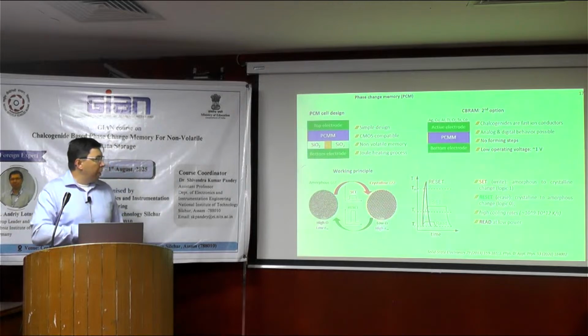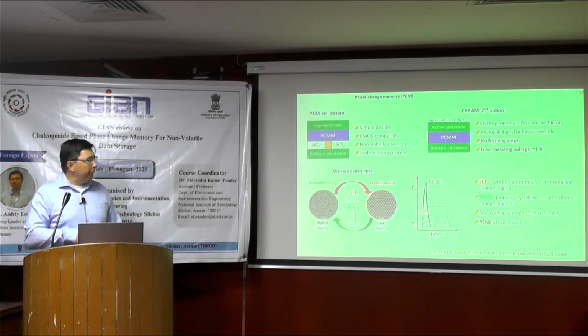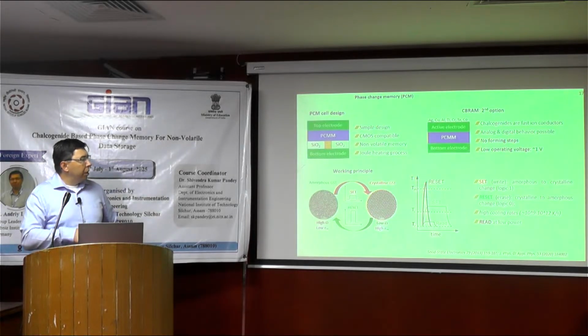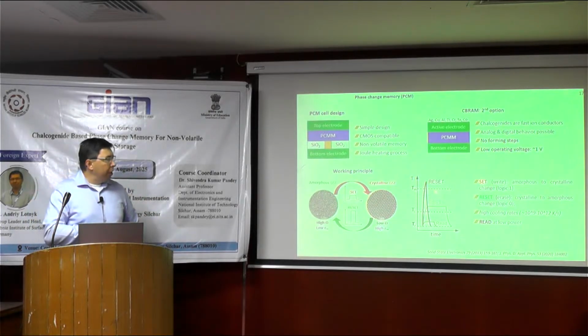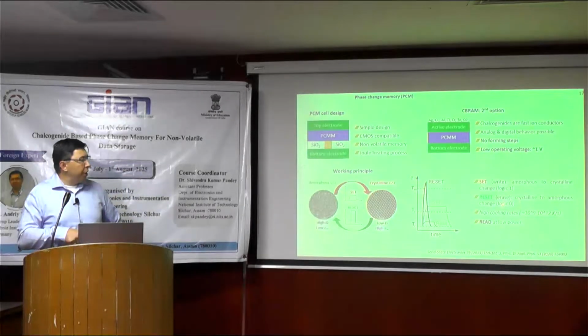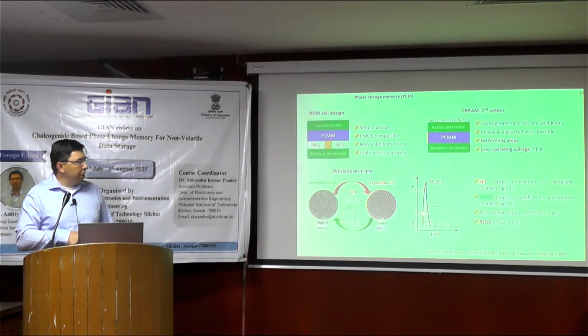shorter duration time. Then what happened here? You melt your material during reset to the temperature higher than melting temperature. Then, if you can achieve very high cooling rates, then you bring your system back to the amorphous state. For set operation, you apply a pulse voltage which brings your material to temperature higher than crystallization of material, and then you can crystallize your device.